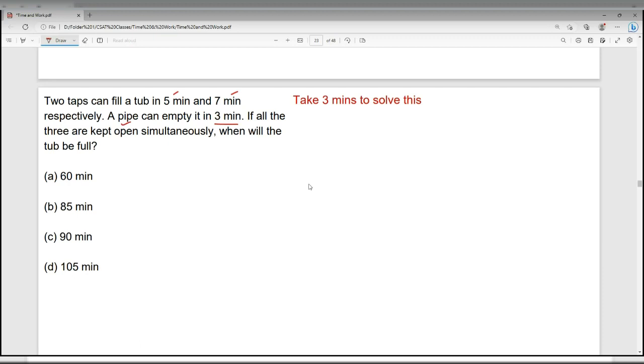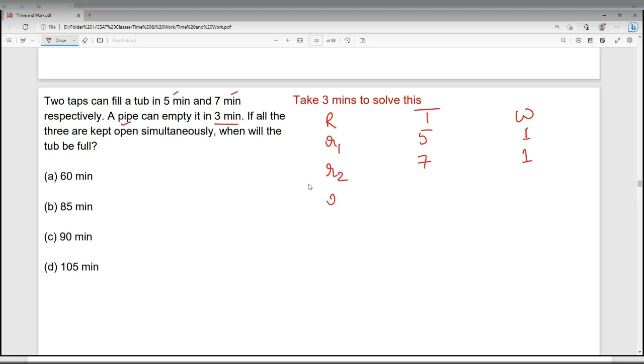So just like the normal way, we'll create a chart here. Rate, time, into work. Let the rate of the tub, let's say the tub 1 we have, that is going to fill it in 5 minutes. This is 1 tub. And then the second pipe will fill it in 7 minutes. Again, it will fill only 1 tub.